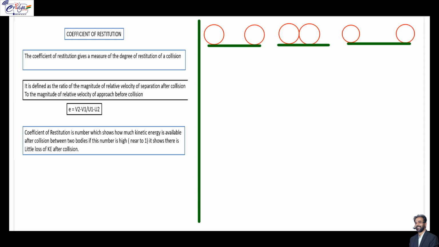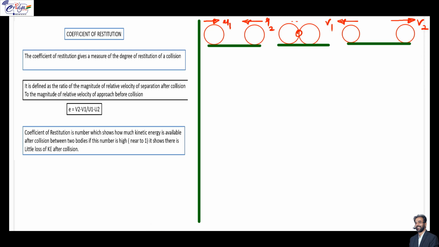Again recalling the same concept. This is moving with some velocity, u1 initially. This has velocity u2. This is the impact stage, and after impact, suppose this body moves with velocity v1 and the other with velocity v2. And remember, it is not necessary that both bodies move opposite to each other, they may move in the same direction. So v1 and v2 are velocities after impact.